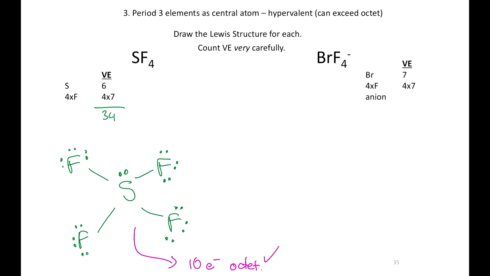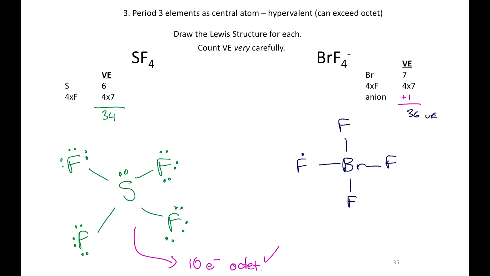So we have bromine, 4 fluorines, and it's an anion, so we're going to add an electron. So what is this? 36? So 36. All right. So same idea. Bromine, 4 fluorines. Count very carefully so we know how many electrons go on that central atom. Don't just spray and pray. You got to count very carefully. So we have 8 electrons so far.